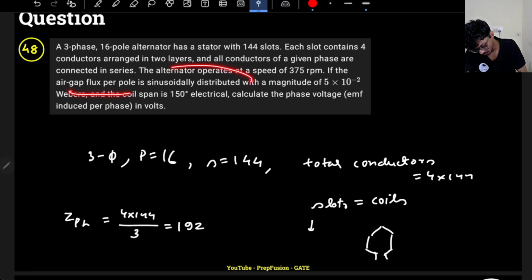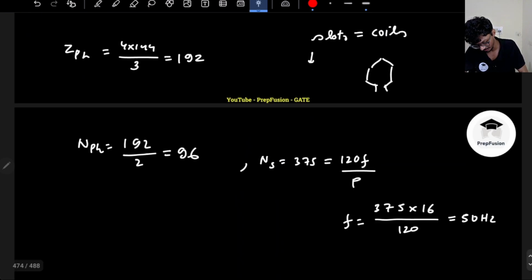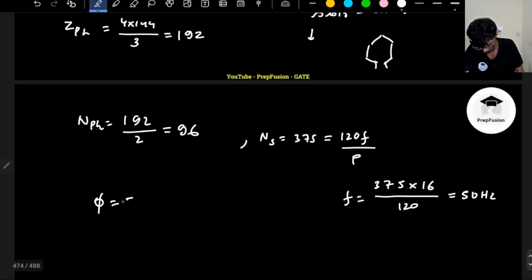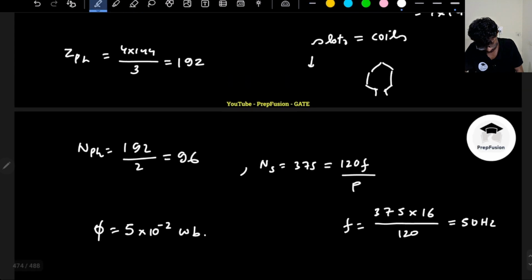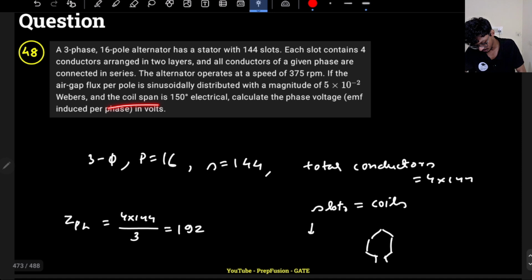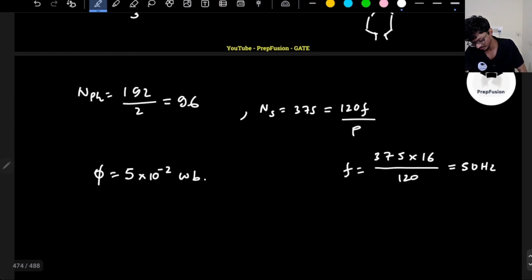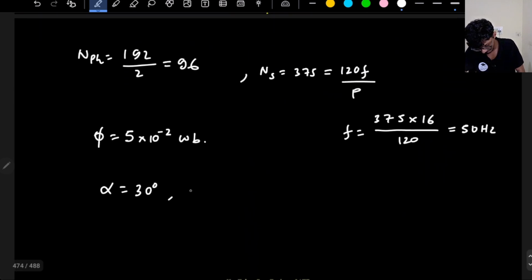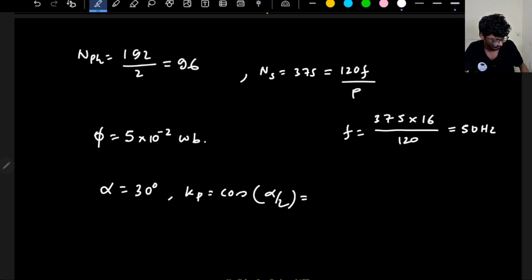If the air gap flux is sinusoidally distributed with a magnitude of 5 into 10 raised to power minus 2 Weber, so phi flux has been given to me, 5 into 10 raised to power minus 2 Webers, and the coil span is 150 degree electrical. What will be the chording angle? It will be 30 degree electrical, right? So what will be the pitch factor? Kp will be cos of alpha divided by 2. So cos of 15. What is cos of 15? It is 0.9966.